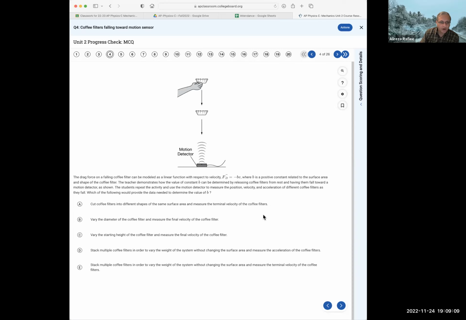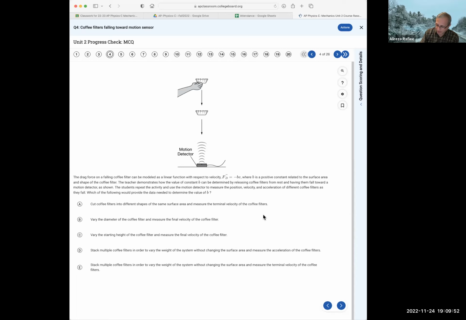Vary the diameter of the coffee filter and measure the final velocity of the coffee filter. Let's read the C. Vary the starting height of the coffee filter and measure the final velocity of the coffee filter. What are we looking for? Which of the following would provide the data needed to determine the value of b? And then: stack multiple coffee filters in order to vary the weight of the system without changing the surface area, and then measure the terminal velocity of the coffee filter. How about this last one?